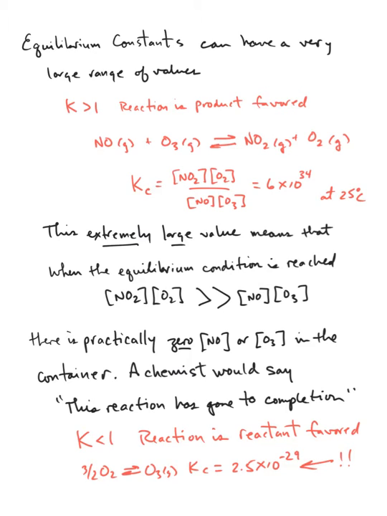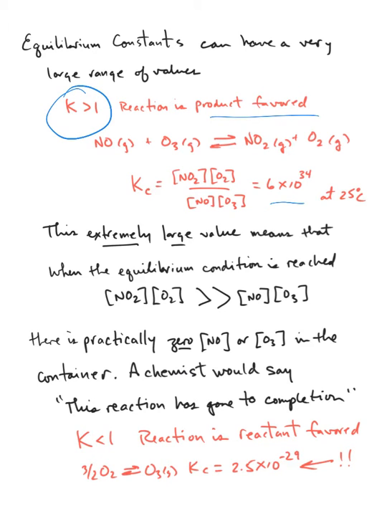You might be a little bit further than this, but I just thought it would be a good review. So when you calculate an equilibrium constant, it could have a big, big value or a small, small value. Here's a couple of examples. If you have an equilibrium constant which is much bigger than 1, you say that it's product favored.